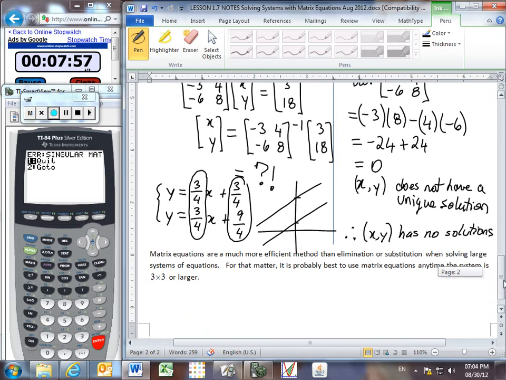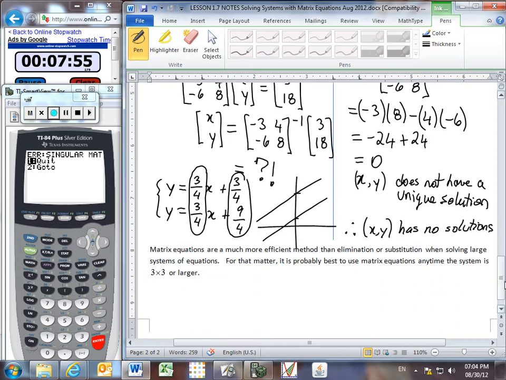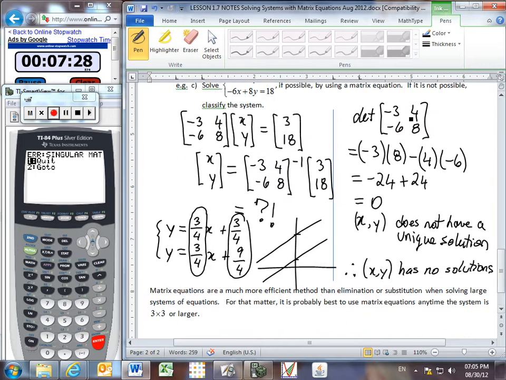And the last little point before we finish, I've said this already, but matrix equations are a much more efficient method than elimination or substitution, or for that matter graphing, especially when you're solving large systems of equations. And for that matter, I would probably advise you to use matrix equations as your method any time that you have a 3x3 system or larger. But it might not hurt, I suppose, just to check the value of the determinant of the coefficient matrix.